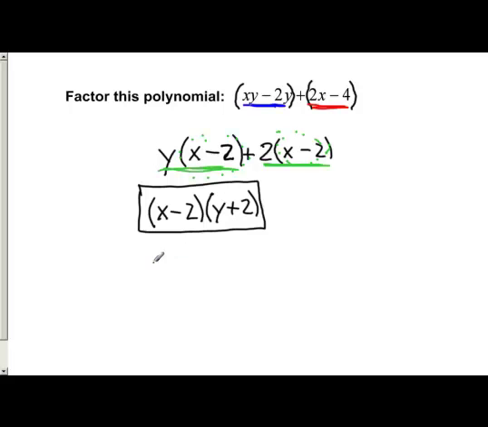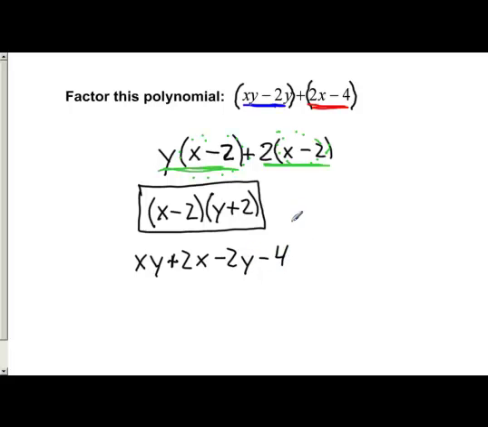And you can check that this answer is correct if you want to FOIL these two binomials out. If we FOIL them out, we get our first term here of xy. Our outside term is positive 2x. Our inside term is negative 2y. And our last term would be negative 4.